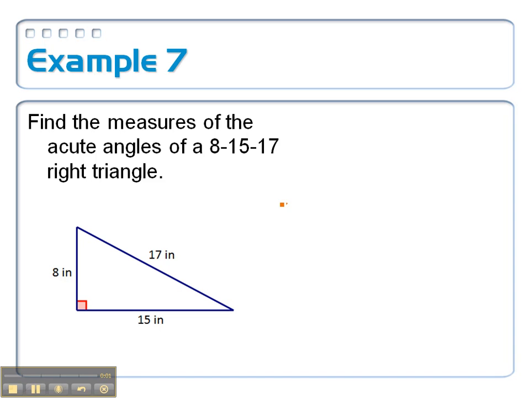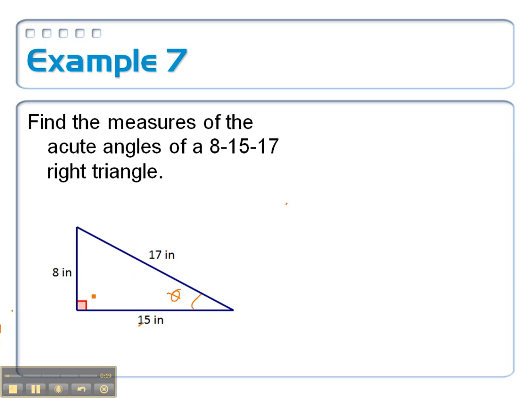On example 7, we're going to find the acute angle measurements of an 8, 15, 17 right triangle. 8, 15, 17 is a Pythagorean triple, so we know all three of our sides. Let's go ahead and find this angle first. Okay, we'll call that theta.